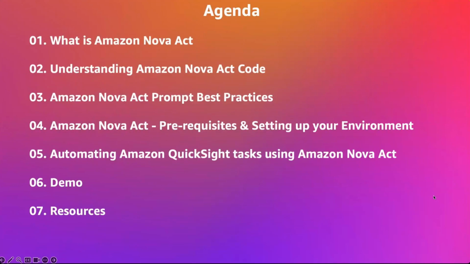So today's agenda: we will cover the basics of Amazon Nova Act, understand its code structure, and explore some prompt best practices. I've also provided some resources so that later on, if you want to install Nova Act on your machines, all the resources are included. We'll go through it. And then we will go through Amazon Nova Act code which we can use to automate Amazon QuickSight tasks. I will go through one or two examples, and then I'll show you where you can check the other code, because I have a published workshop which has all the other code too. We'll go through the demo, and then through some of the resources.